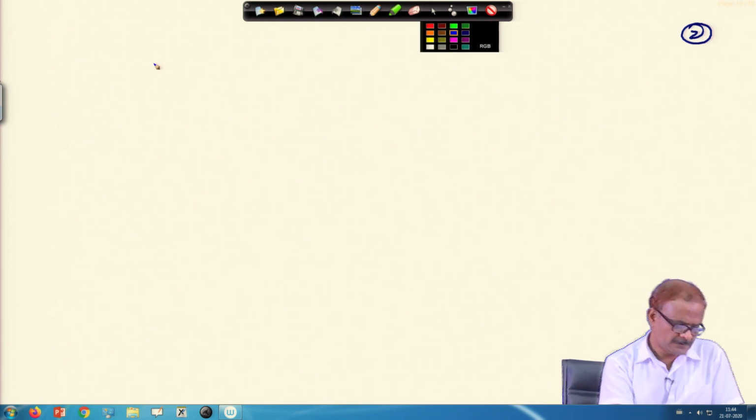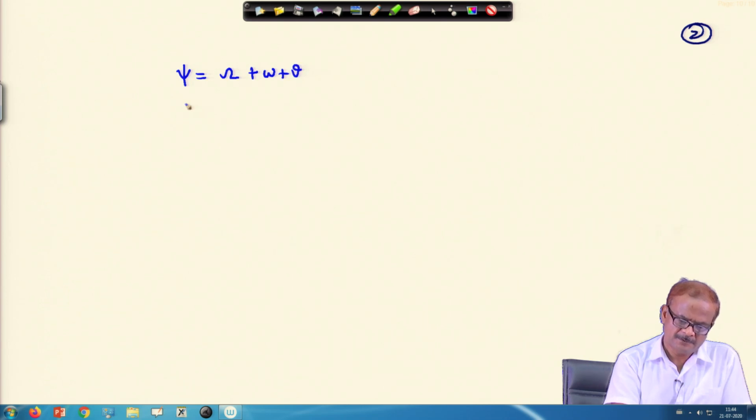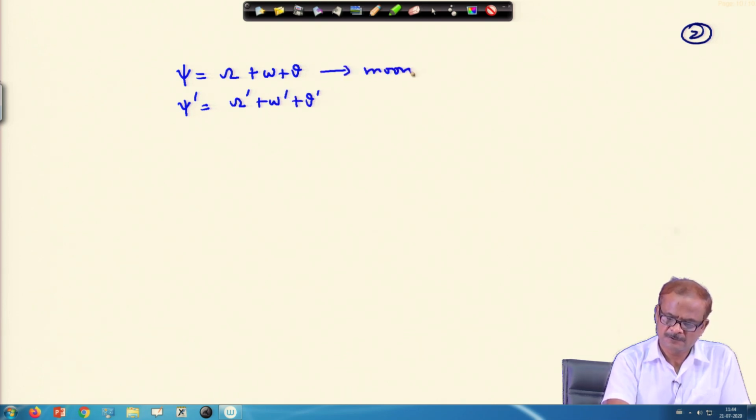So, here we then define psi equal to capital omega plus small omega plus theta, and psi prime equal to capital omega prime plus small omega prime plus theta prime. This is for the moon, the longitude of the moon, and this is for the sun.